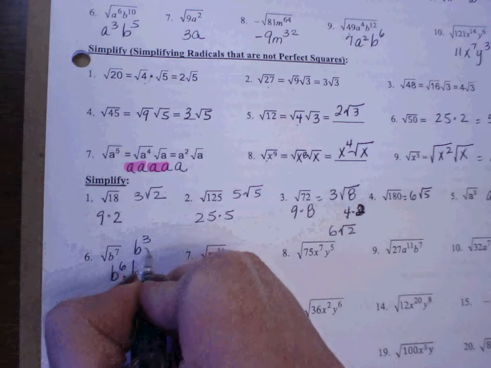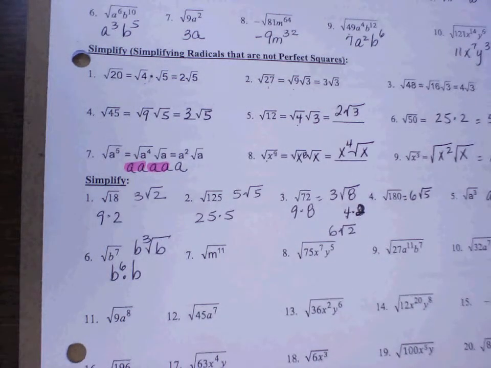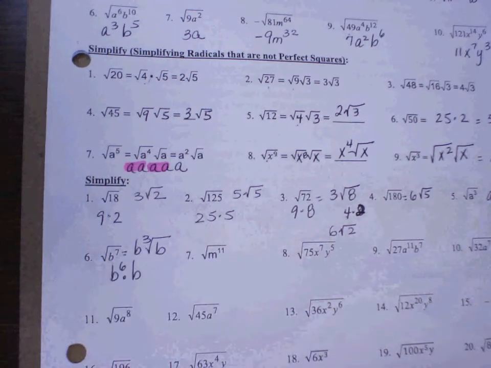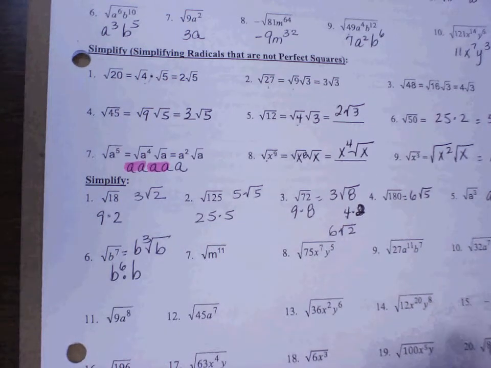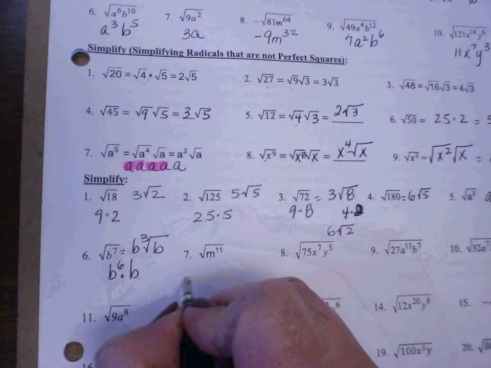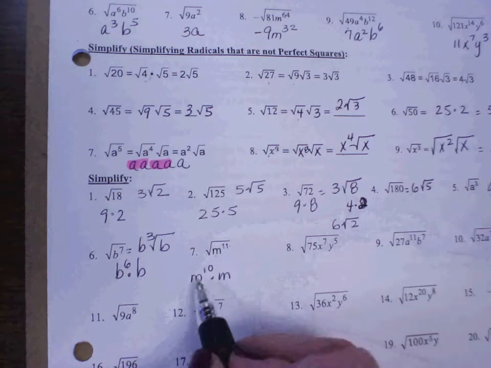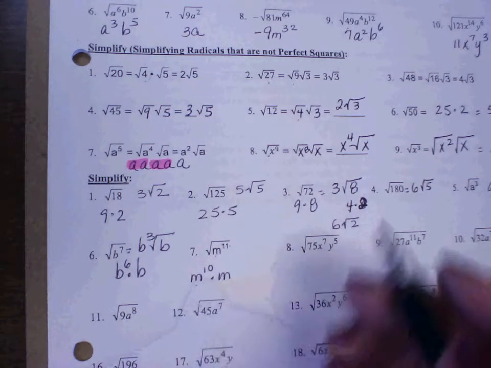All right. What's the square root of b^6? b^3. And then the square root of b. All right, what about m to the 11th? m^10 and m. Yes, that's 11. 10 and then 1 more.